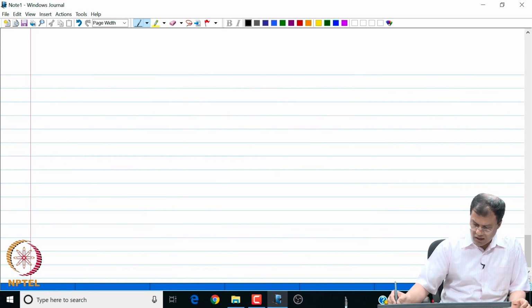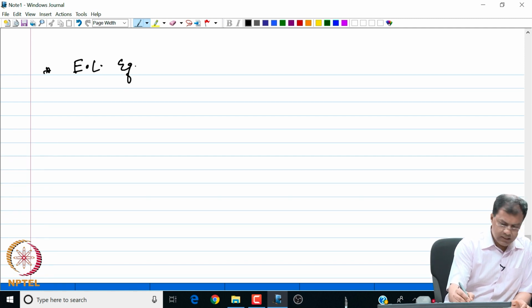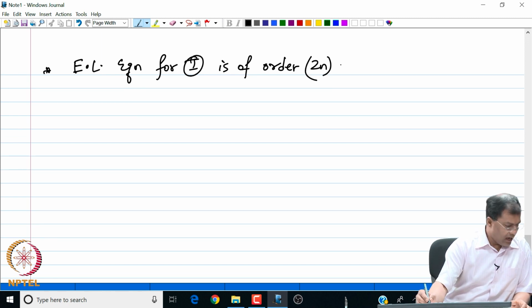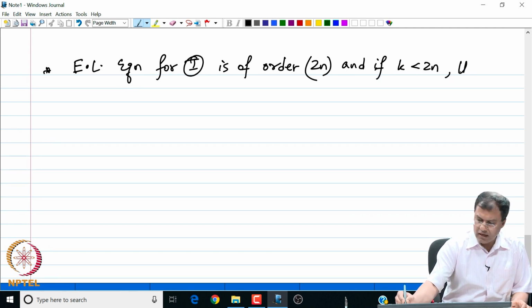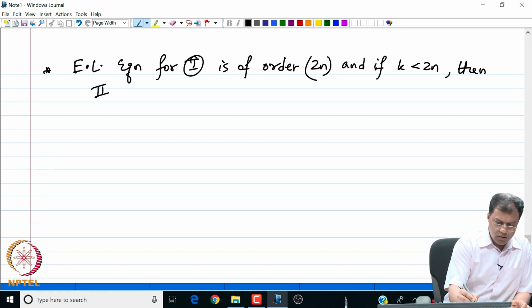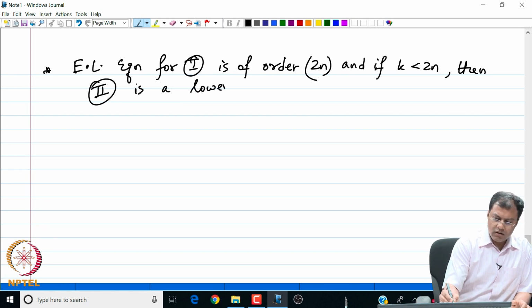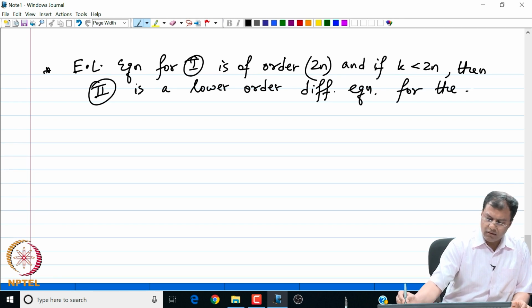So what I have said is the following. In general, the Euler-Lagrange equation for 1 is of order 2n, and if k is less than 2n, then 2 is a lower order differential equation for the extremals.